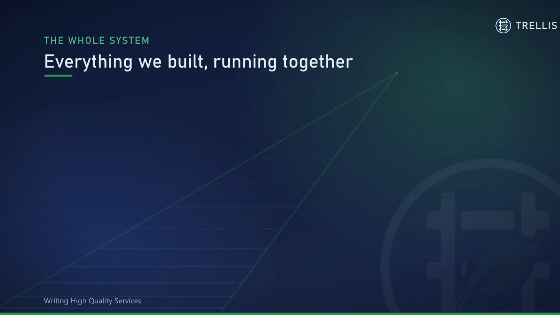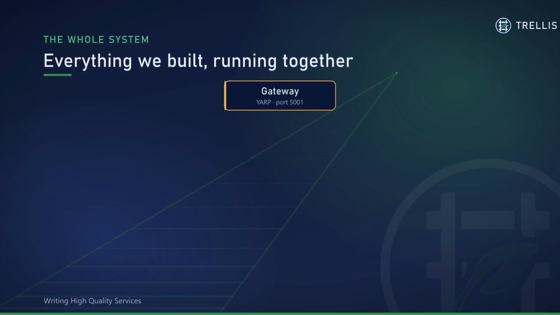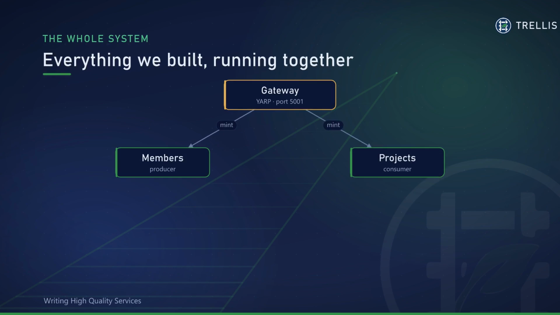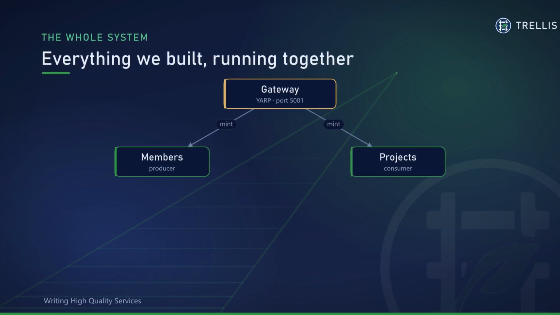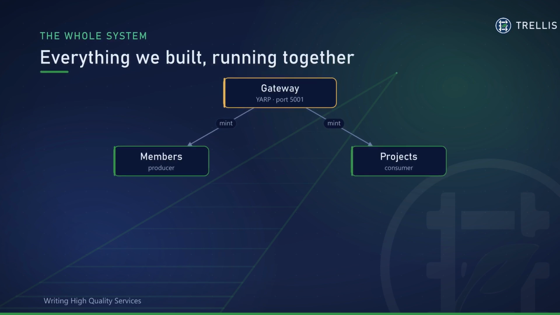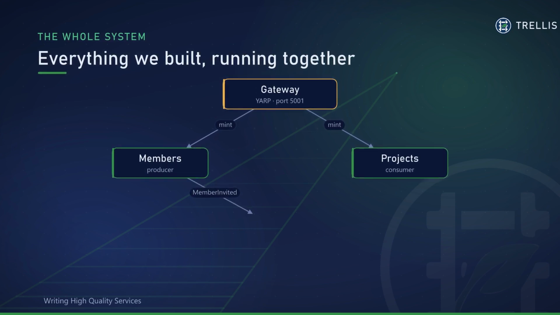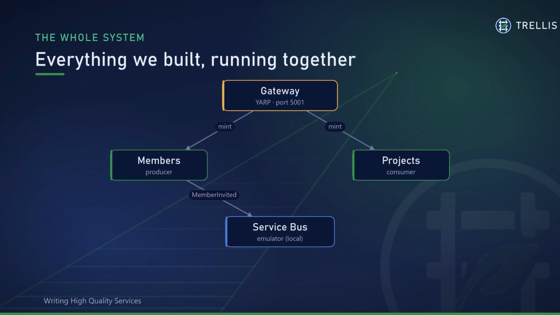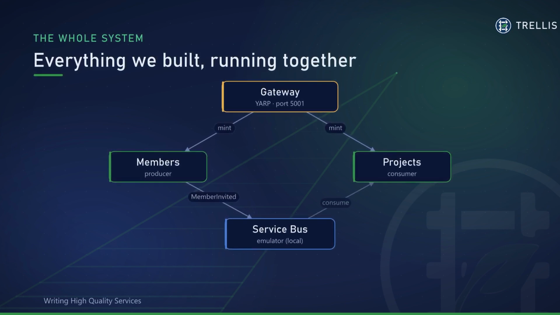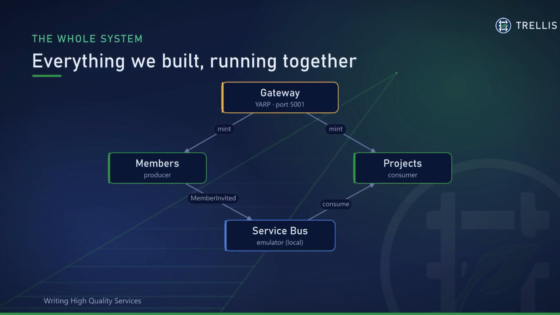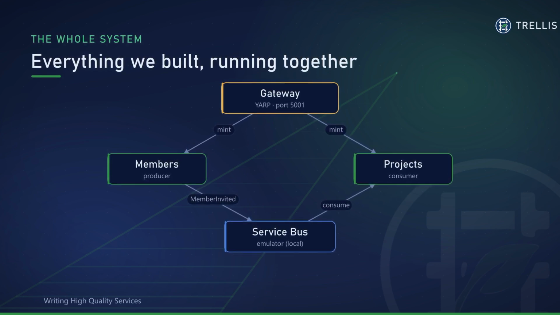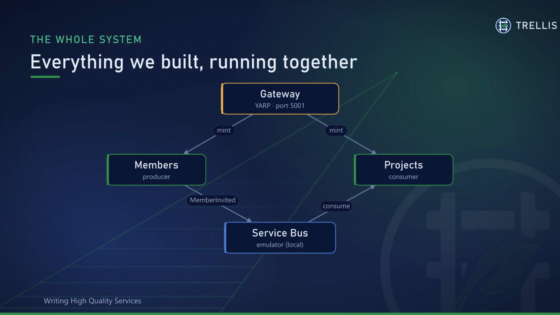So here's everything we've built, running together. At the top, the gateway, authenticating users and minting internal tokens. Below it, members and projects, each trusting the gateway, each enforcing its own authorization. Members publishes an event when someone's invited. It travels through the Service Bus emulator, and projects consumes it into its read model. Databases, broker, telemetry, all provisioned and wired by Aspire. Everything from this whole series, on one machine, from one command.